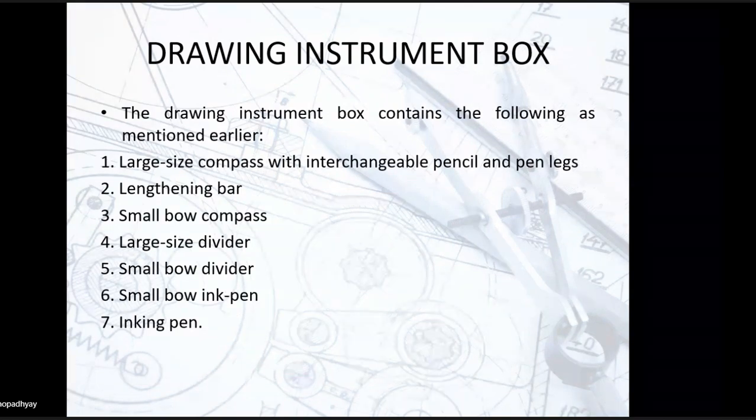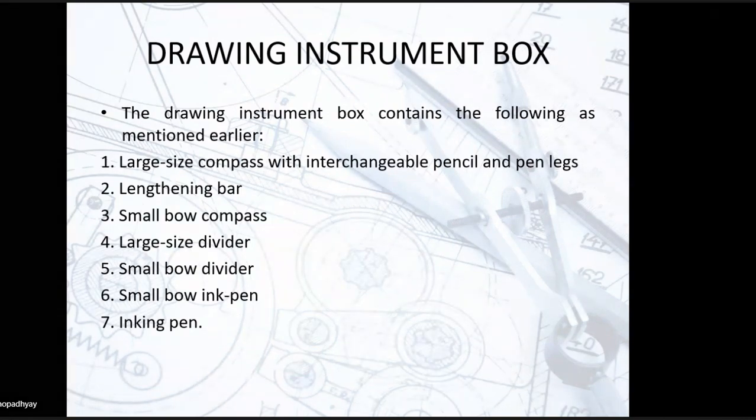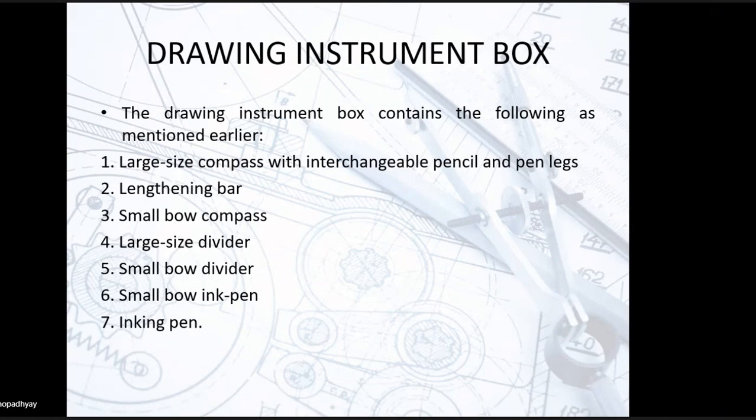Now coming to the drawing instrument box. The drawing instrument box contains the following things. You can have a large size compass with interchangeable pencil and pen legs. You can have a lengthening bar. We can have a small bow compass. You can have a large size divider. You have a small bow divider, small bow ink pen, and you can have an inking pen.